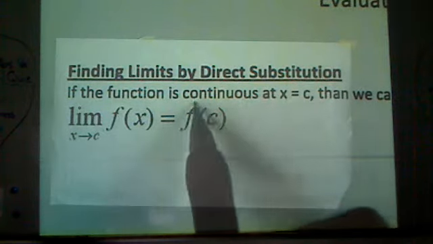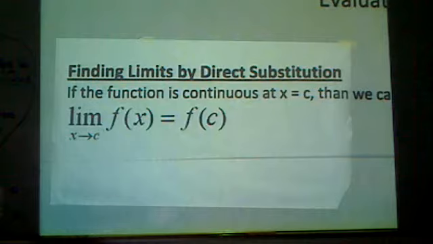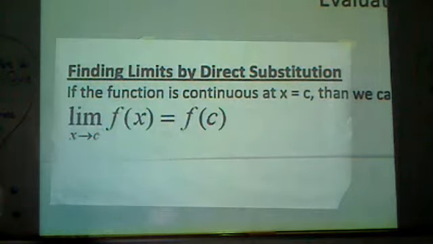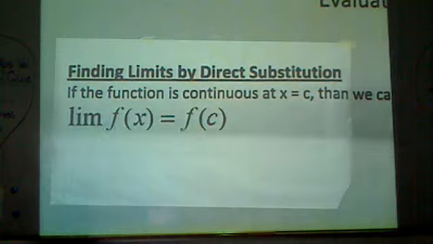Notice here though it says it must be continuous. This means that the x value, whatever it is, whatever c is, cannot create a hole or a vertical asymptote. If those two things occur, then you will have to wait for another lesson in order to figure out how to evaluate a limit there.